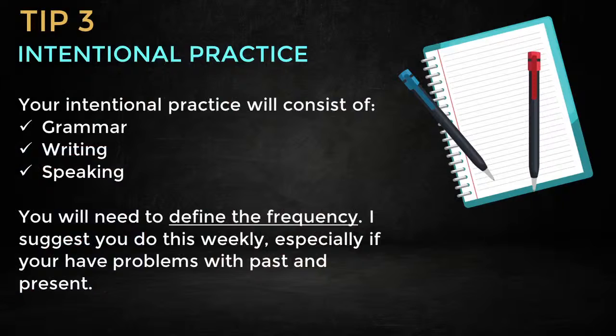But let's go. Tip number 3, intentional practice. Your intentional practice will consist of grammar, writing, and speaking. You will need to define the frequency. And I suggest you do this weekly, especially if you have problems with past and present, or organizing the phrase, organizing the structure. This is something that I correct all the time in my academy with my babies. I'm reviewing and I'm teaching and helping them review grammar tenses. And oftentimes the problem is, it's not that they forget the verb conjugation, but they have problems with the structure of tenses. So it's important to study and review.